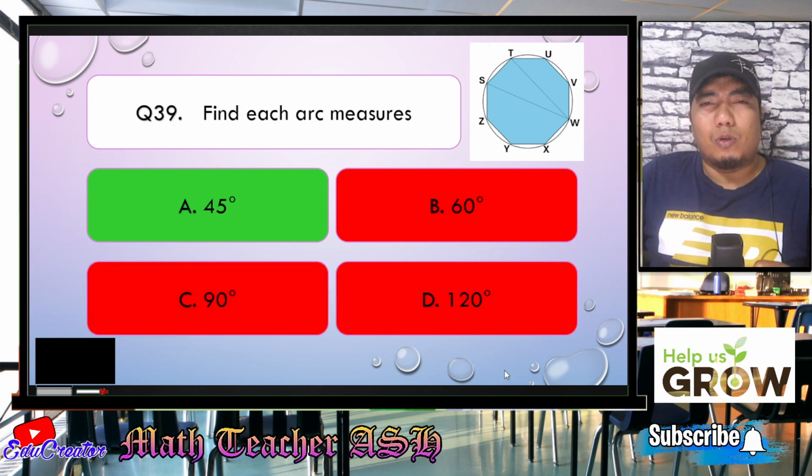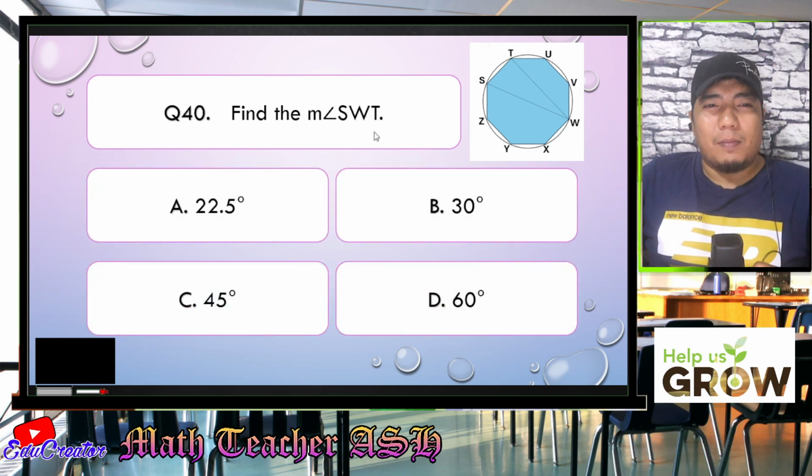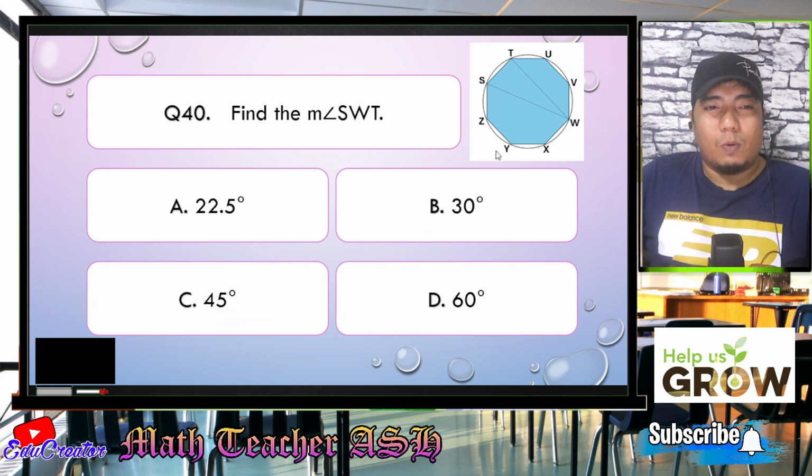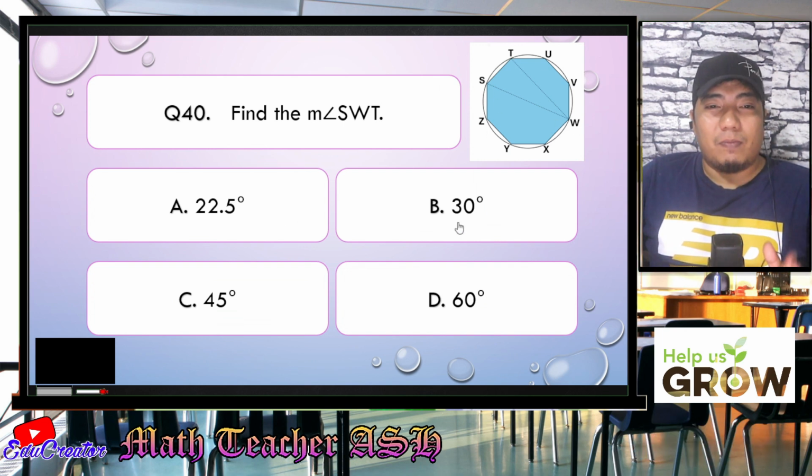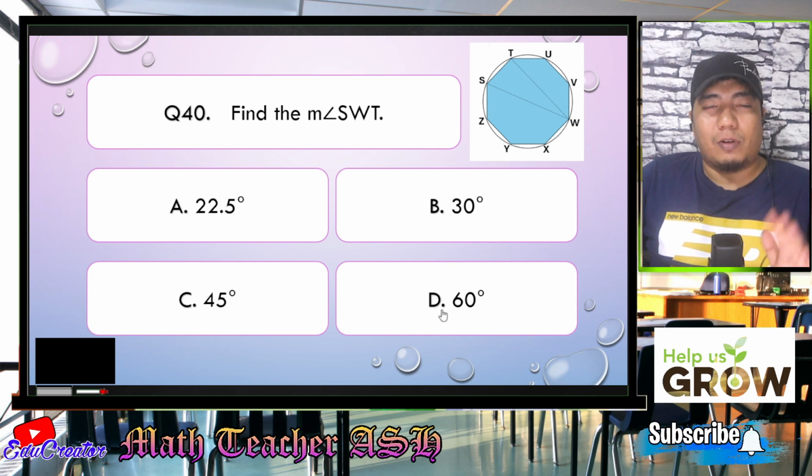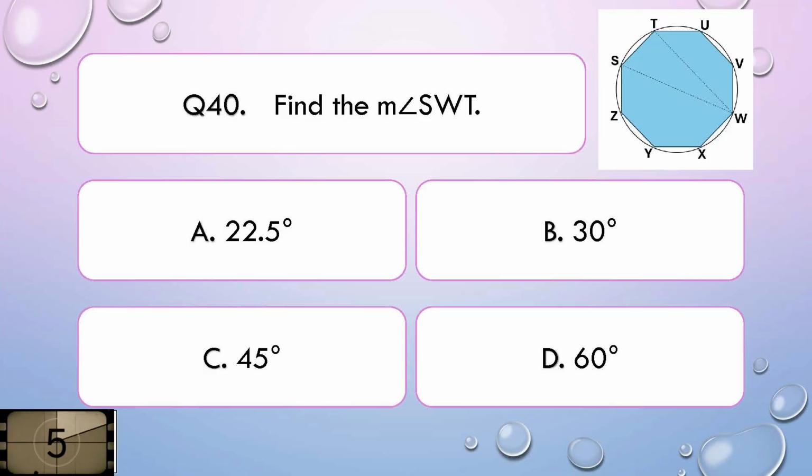So now let us go to the last question. Find the measurement of angle SWT. Okay, so this is the one. So is it A, 22.5, B, 30 degrees, C, 45 degrees, or letter D, 60 degrees? I'll give you 5 seconds to think about your answer.